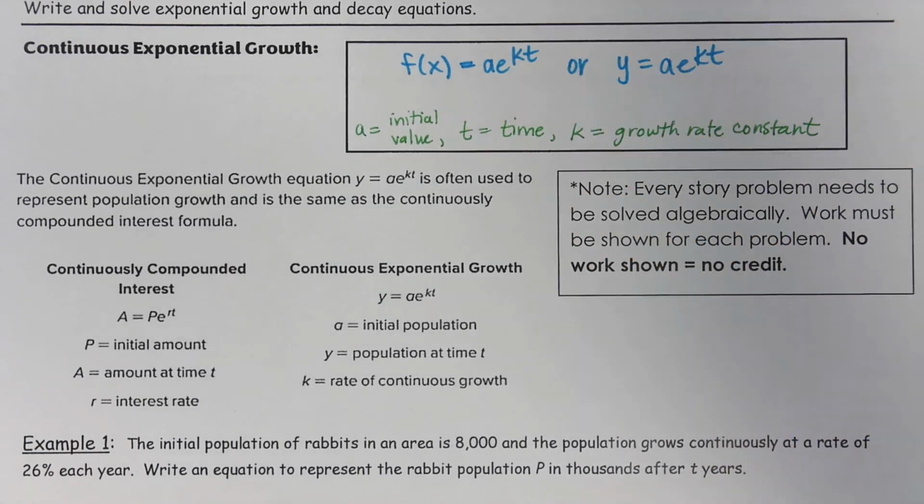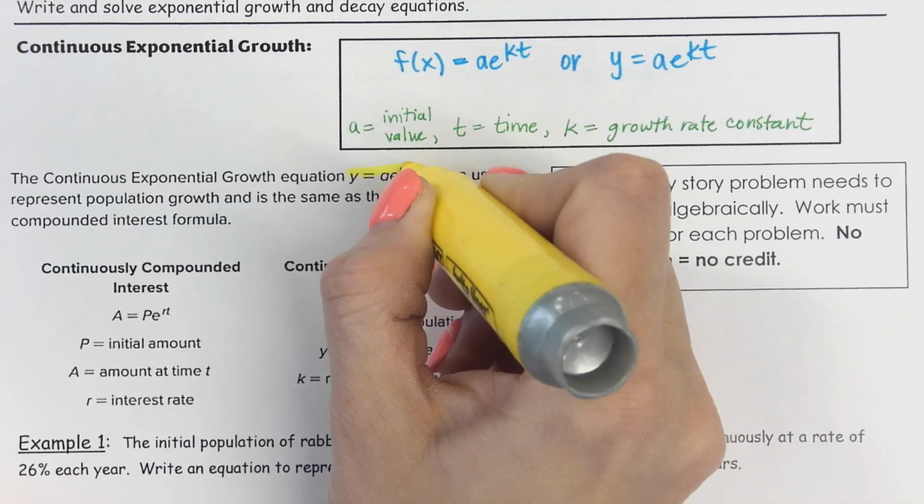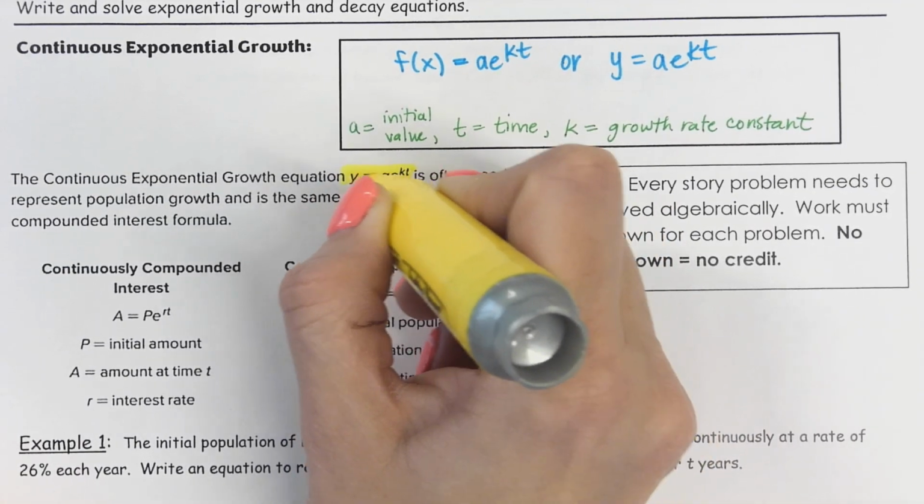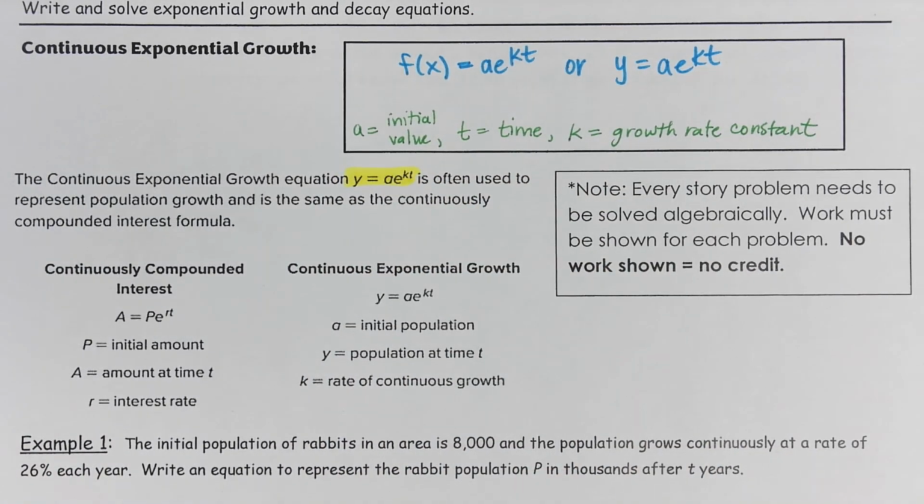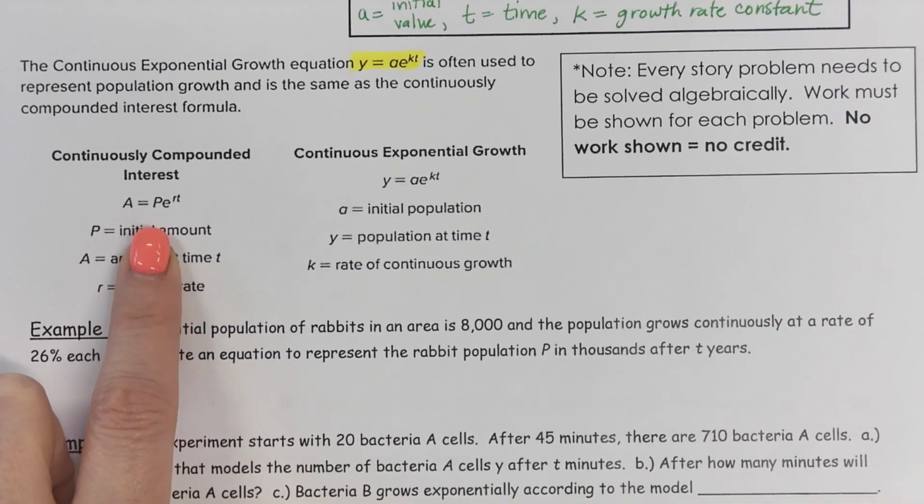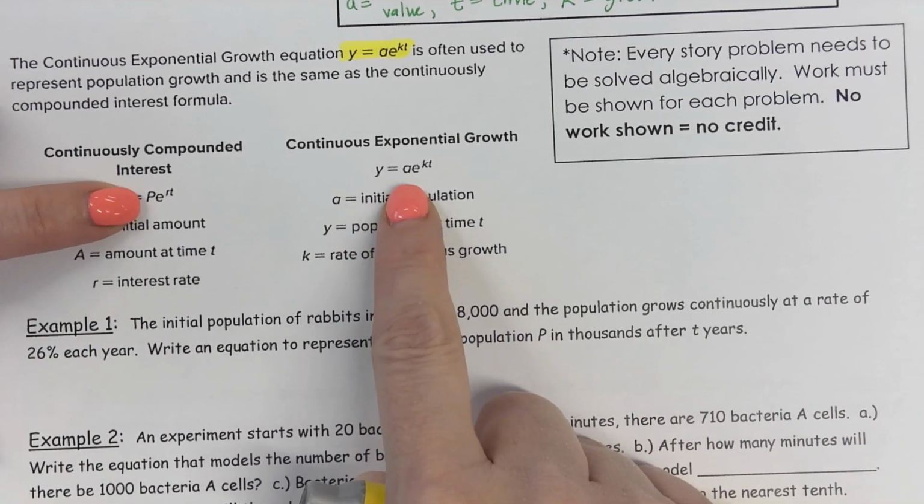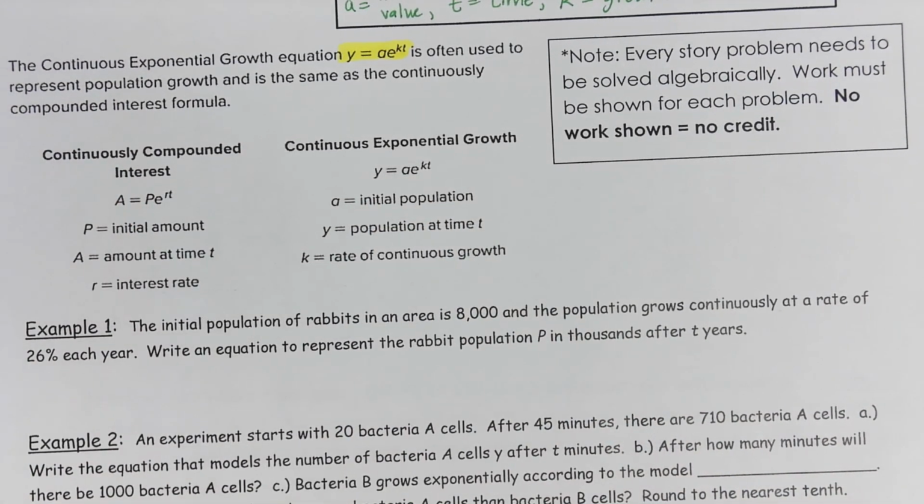So we're going to use that equation to represent different real-world scenarios. Often it's used with population growth. It is the same as the continuously compounded interest formula. It's just instead of A, we use Y. Instead of P, we use A. And then instead of R, we're going to use K.